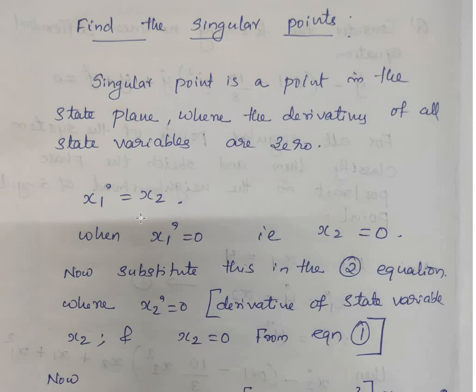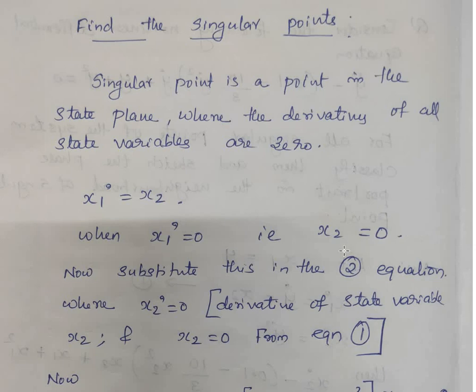Now, what are our state equations? x1 dot is equal to x2. In this state equation, we can see that x1 dot is the derivative of state variable x1. So, substitute here x1 dot is equal to 0. So, what will happen when x1 dot is equal to 0 in this equation? x2 will become 0.